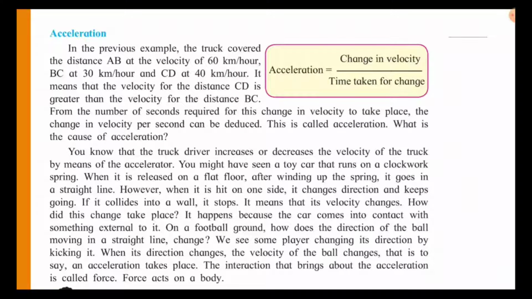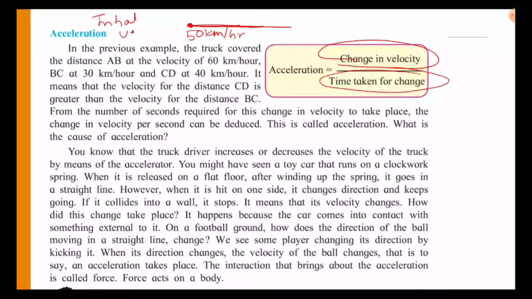Next is acceleration. What is the formula for acceleration? First of all, change in velocity upon time taken for change. Now what do you mean by change in velocity? Suppose a train is moving with the velocity of 50 km per hour. A train is traveling at a speed of 50 kilometers per hour. Now it is traveling with 50 kilometers per hour. Its initial velocity is nothing but 50 kilometer per hour.